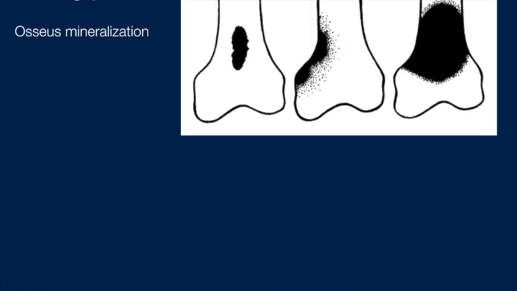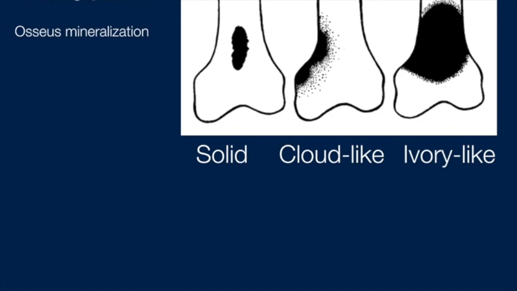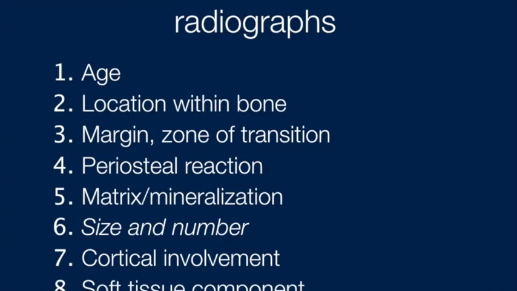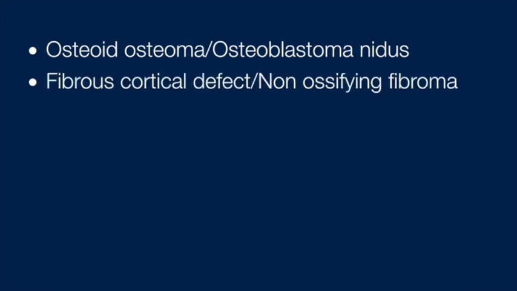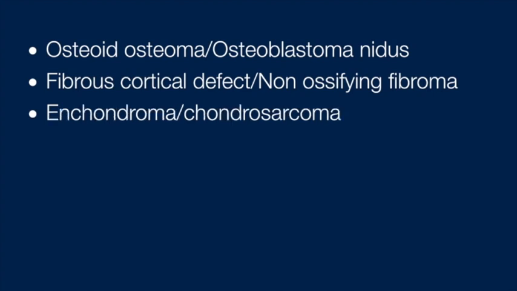Then there's the other side, and that is the osseous matrix. You can see a solid osseous sclerotic region, cloud-like or ivory-like. Size and number can sometimes be helpful. For instance, an osteoid osteoma, when larger, becomes an osteoblastoma, or is termed an osteoblastoma, even though histologically they're the same. Same thing with fibrous cortical defect, non-ossifying fibroma, and enchondroma and chondrosarcoma. It's not size dependent. Instead, the size can sometimes help you whether it could represent a chondrosarcoma if it's larger.